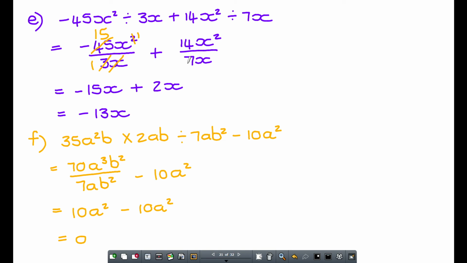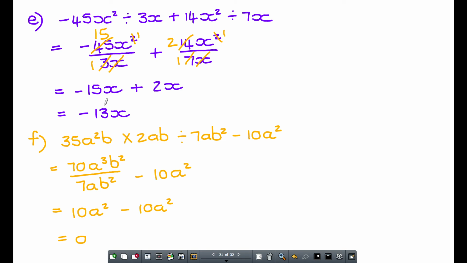At the second one, 7 will go in once, 7 will go in twice. I take x at the bottom, so I can only take one of those x's at the top. So look at what's left. 2x to the power of 1 over 1. And that's the same as just 2x, right?